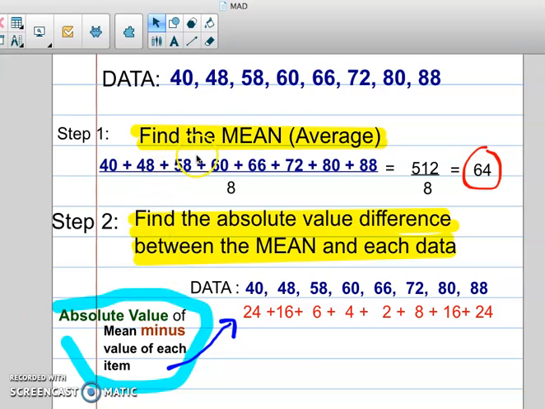So step 1, find the mean, or find the average, the regular average. So we add it all up and it has 512, and since there are 8 data here, we divide it by 8, so our average, or our mean, is 64.